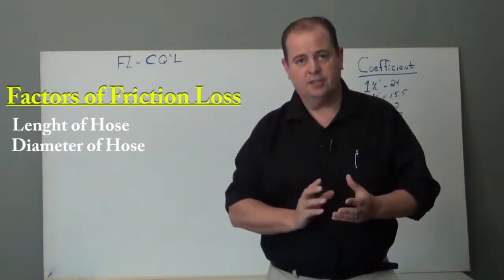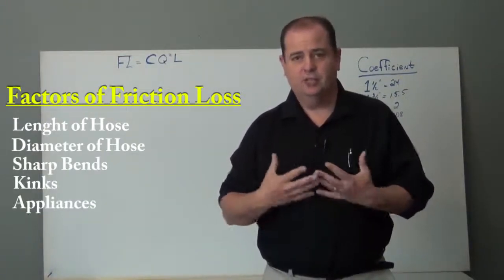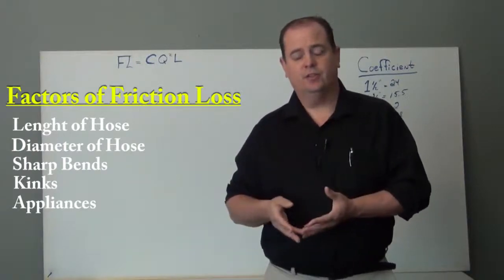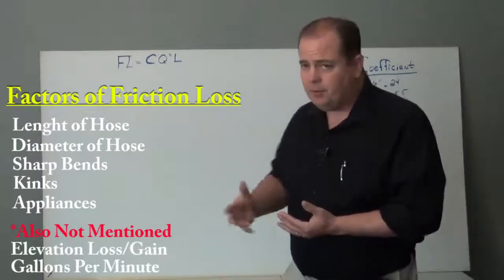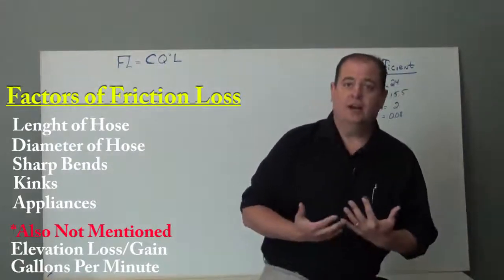If it has sharp bends or kinks, or if you put appliances such as gated valves and manifolds on it, all those will also affect your friction loss. Now, there are different types of equations for figuring out friction loss.